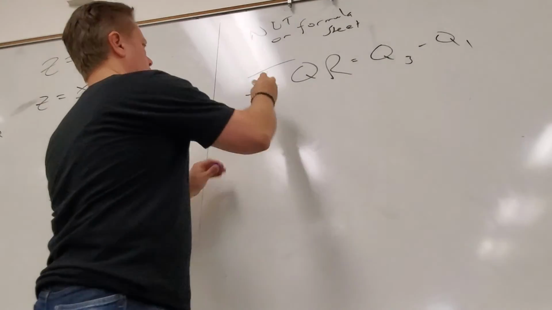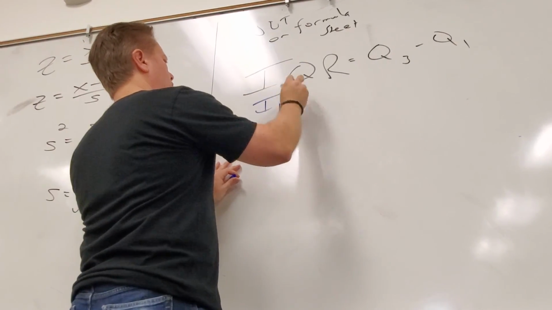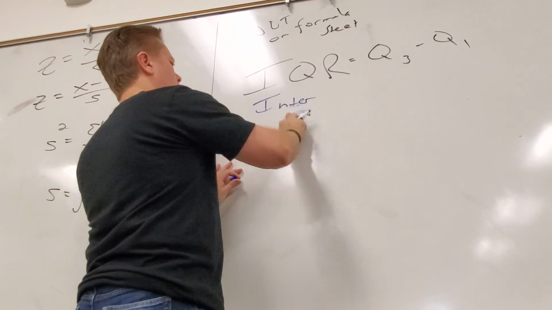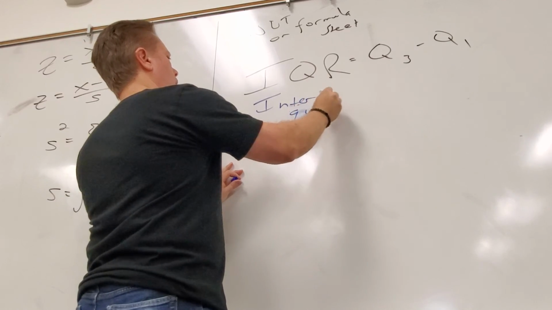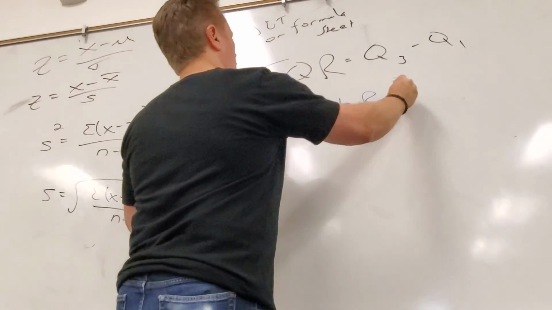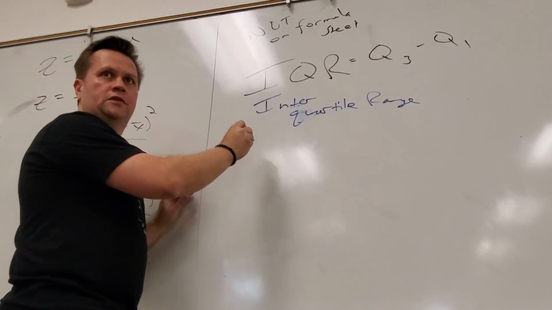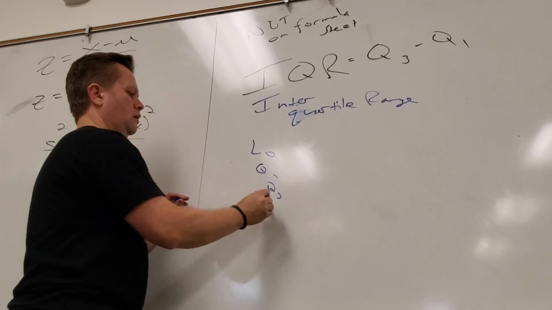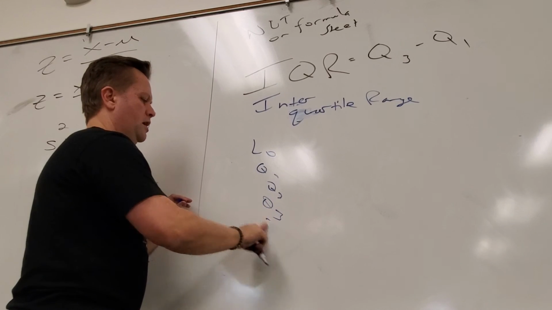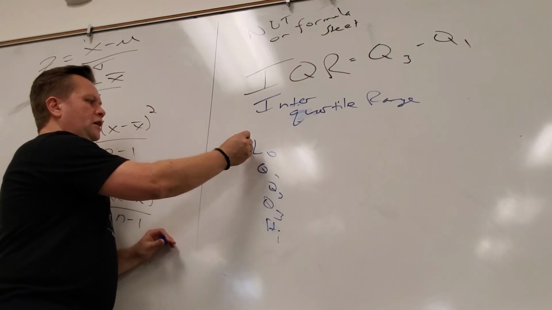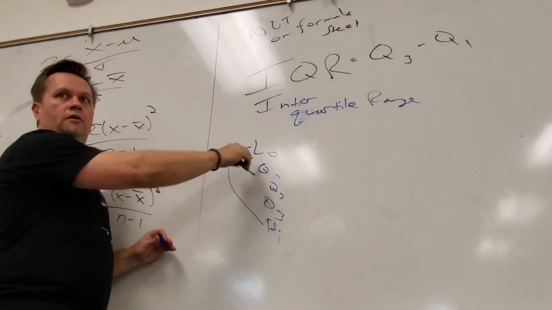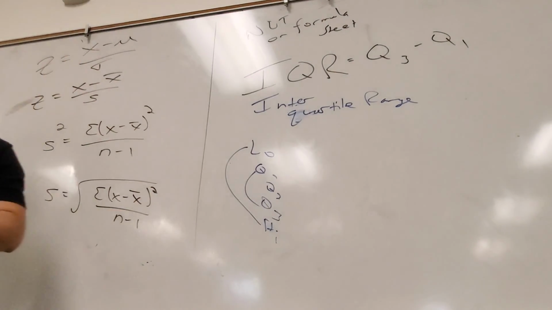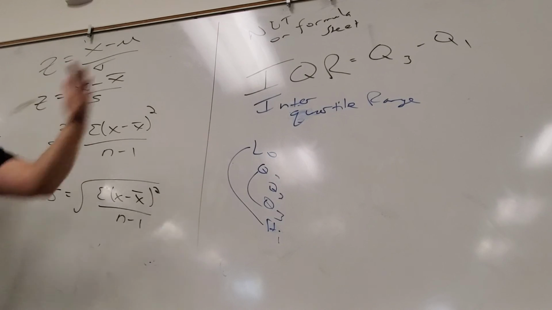Interquartile range. It depends on where you are. What's the 5-number summary? Low, Q1, Q2, Q3, and high. So the range is high minus low. The interquartile range is one step in: Q3 minus Q1.